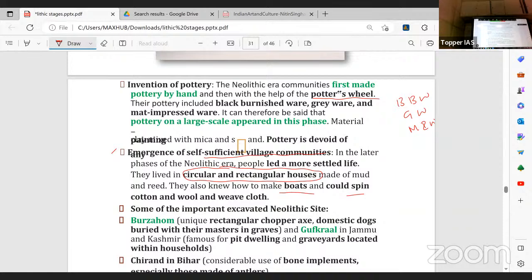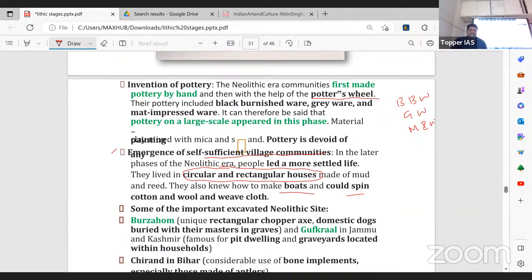Okay, so Neolithic, 6,000 to 1000 BCE, right? So one, the advent of food production. For the first time they started cultivating crops like ragi, corn, right? And innovation of technology for stone tools, right? Then the invention of pottery. So pot making through hands first, right? Then by potter's wheel. So the pottery: black burnished ware, gray ware, and matte impressed ware. Right. So there was no painting on the pottery, it was plain.